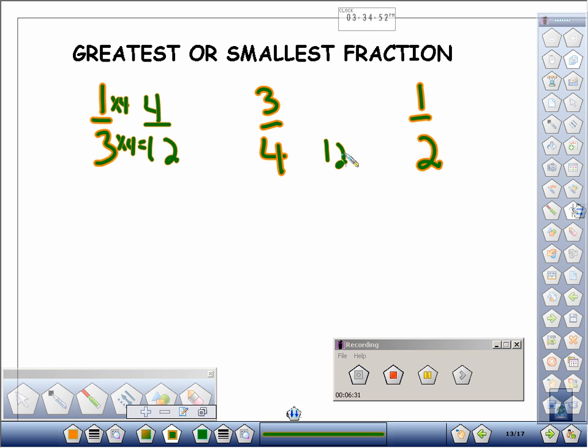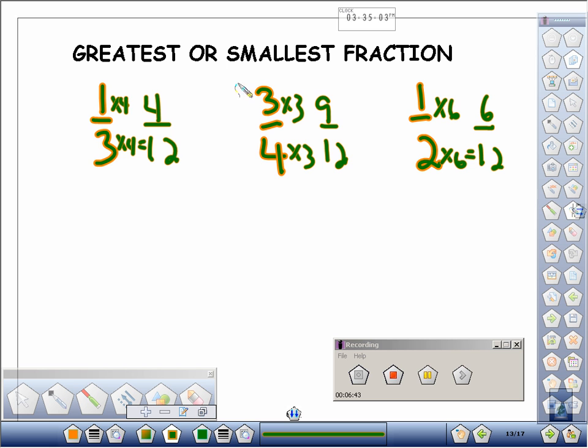We're going to change this to have a 12. 4 times 3 is 12. 3 times 3 is 9. And then this one we're going to make have a 12. 2 times 6 is 12. 1 times 6 is 6. So now we know 1/3 is 4/12, 3/4 is 9/12, and 1/2 is 6/12.